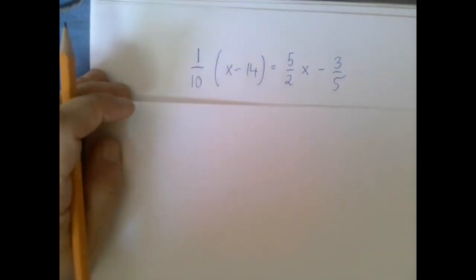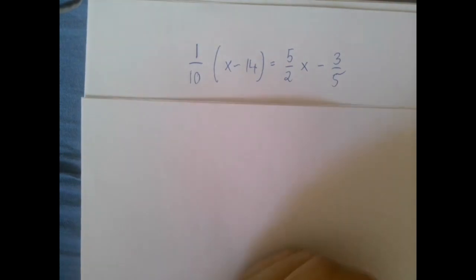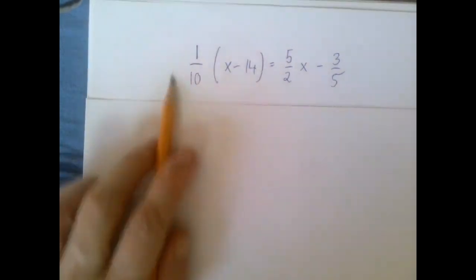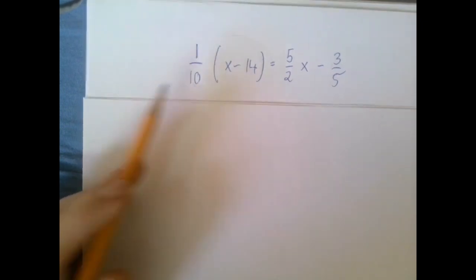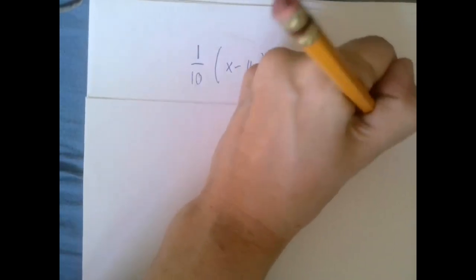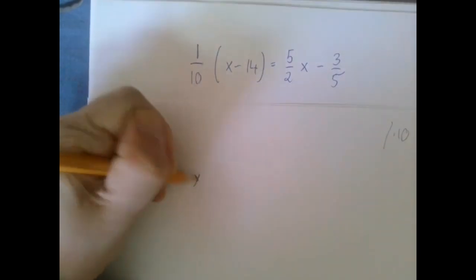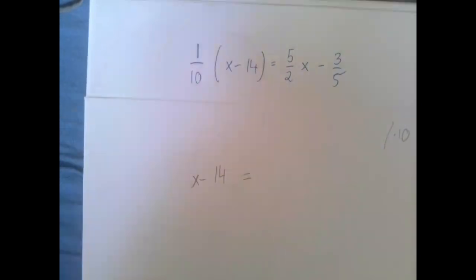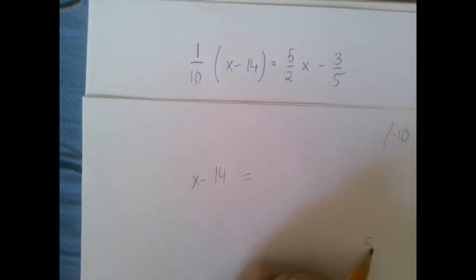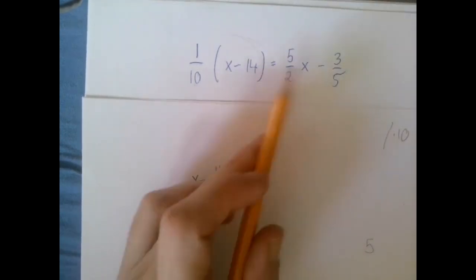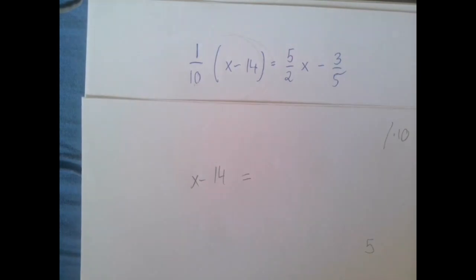But you still have to know what we're looking for. So we're going to multiply both sides by 10. When we're multiplying the left-hand side by 10, all we're going to do is make this disappear. So after a multiplication by 10, we're going to get x minus 14 alone on the left-hand side. Now what happens when we multiply? Well, we're going to have the distributive law, so we're going to have to multiply both pieces by 10.